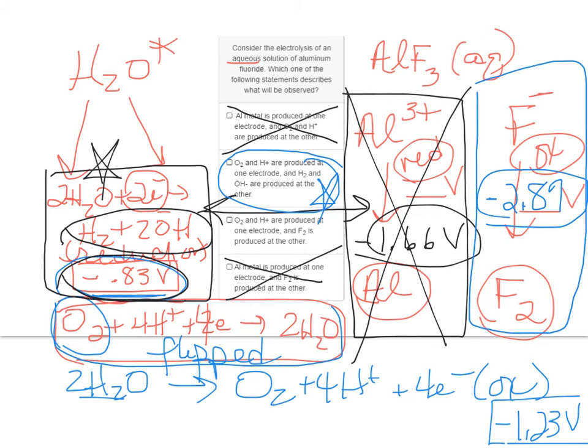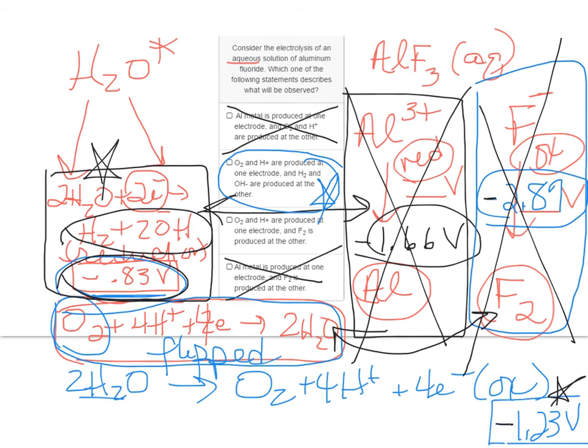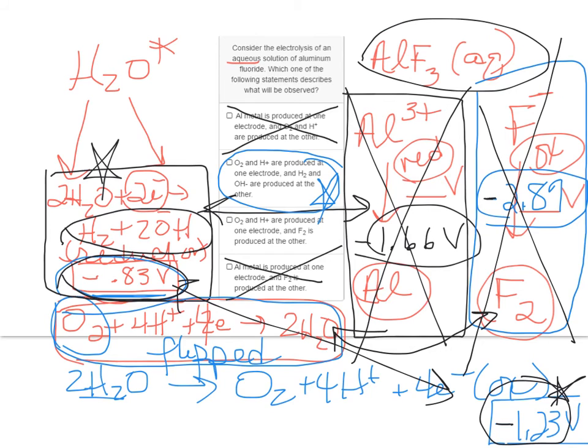It's right here. So we are comparing these two half reactions. Water being oxidized is minus 1.23 volts. Fluoride being oxidized is minus 2.87 volts. And so once again, fluoride is not going to be touched and water is going to be oxidized. So we found that it's not a good idea if you want to electrolyze aluminum fluoride. It's not a good idea to put it in water because water will be preferentially oxidized and reduced. That's that answer.